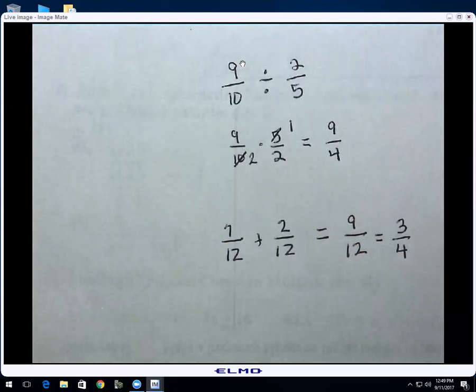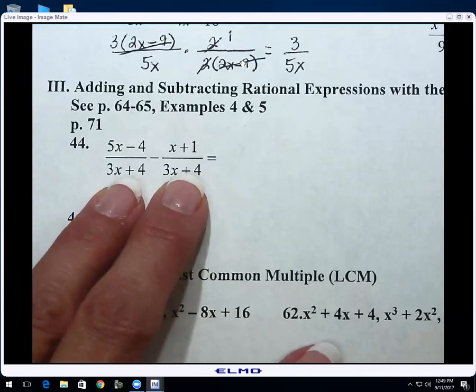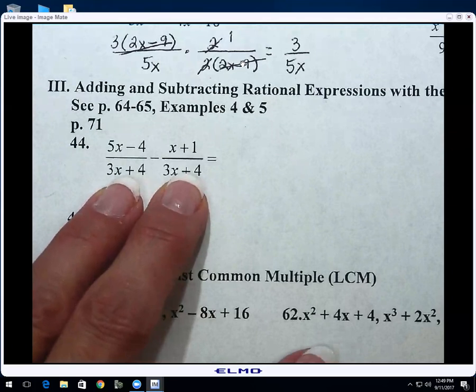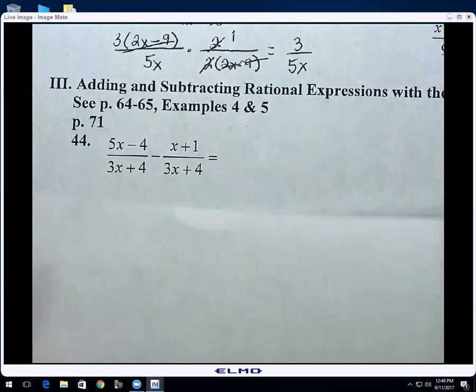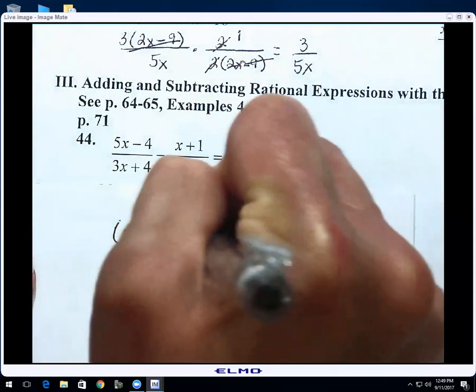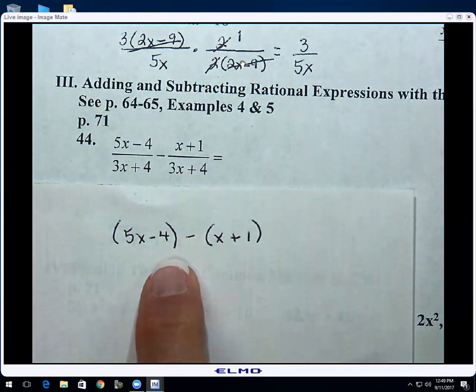So we need to do the same thing in algebra. Number 44, we're adding two fractions that already have the same denominator. But I want to tell you what the most common mistake is and how you can avoid that most common mistake. What's the most common mistake if I just ask you to subtract x plus 1 from 5x minus 4? Not distributing the negative completely. That's the most common mistake.